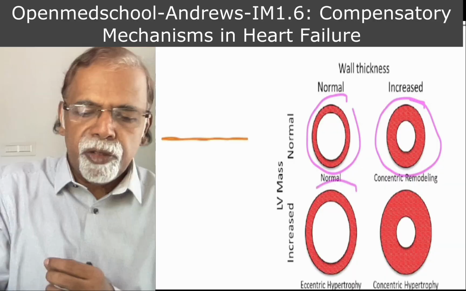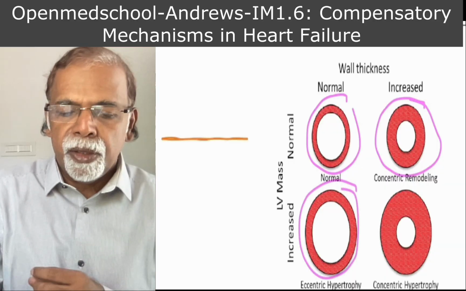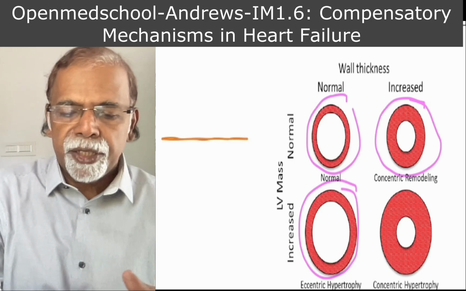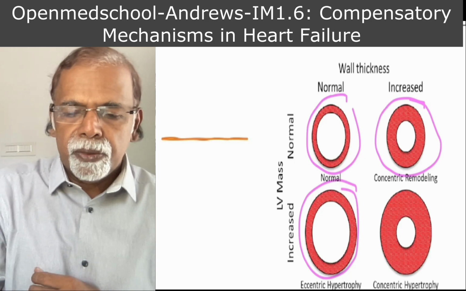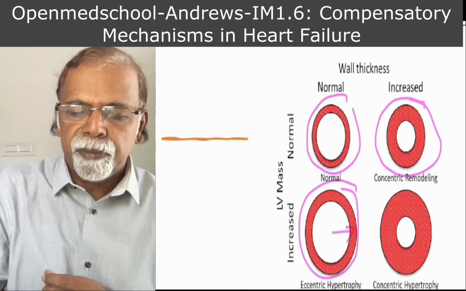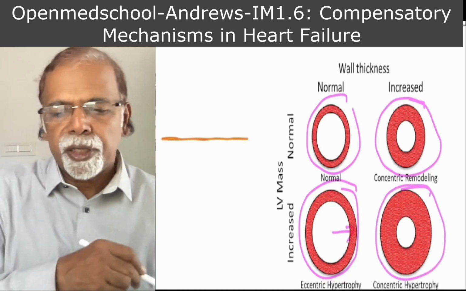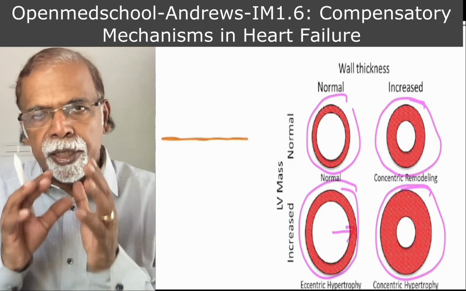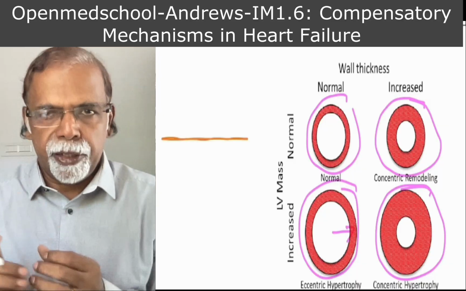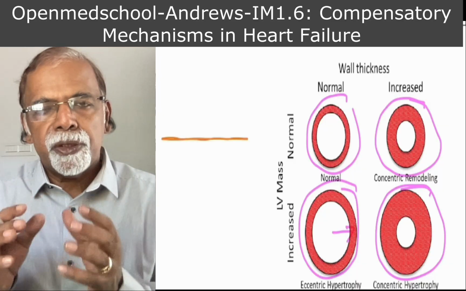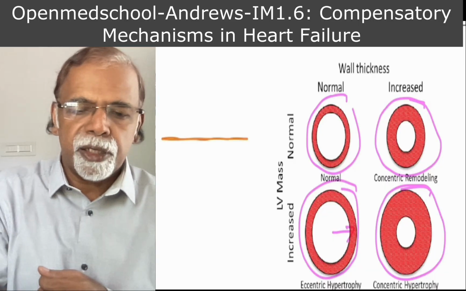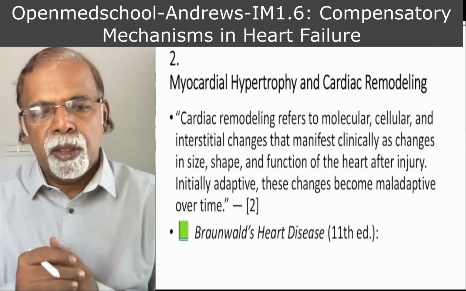In eccentric hypertrophy, what is happening? The dilation is occurring, so the ventricle expands. So this is the eccentric hypertrophy. This is the concentric hypertrophy. As mentioned, eccentric hypertrophy occurs in volume overload situations like MR and AR, and concentric hypertrophy occurs in conditions like aortic stenosis and systemic hypertension where there is a pressure overload.